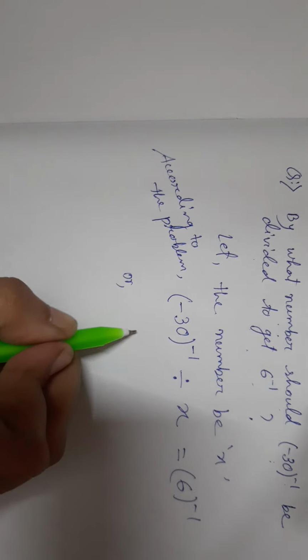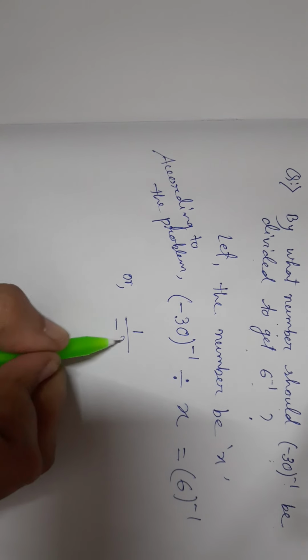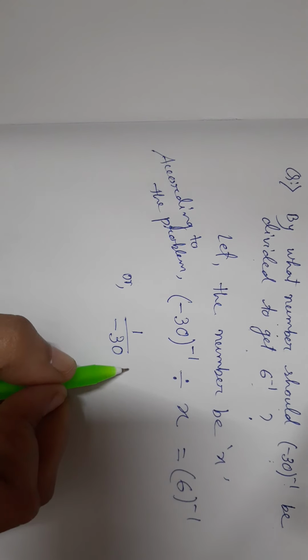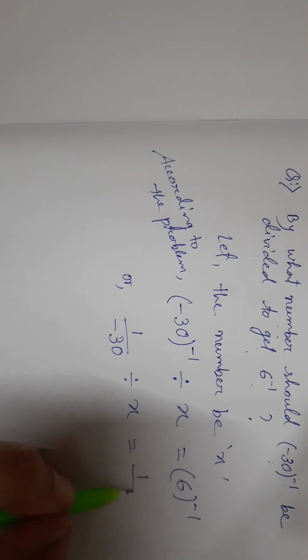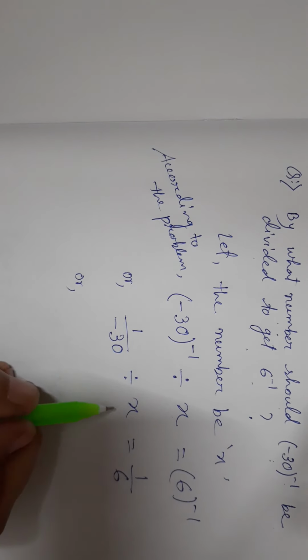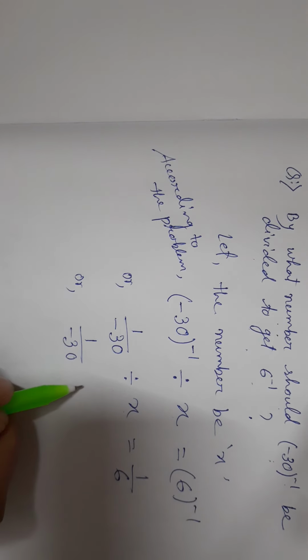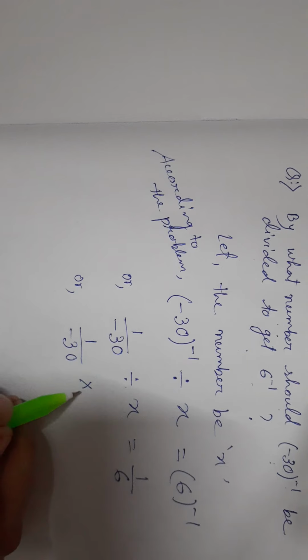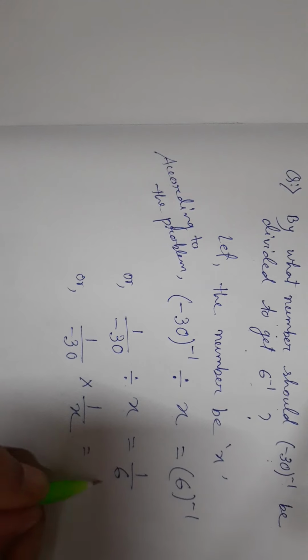So now, similarly, -30 is there, so 1 by -30, then divided by x. Let me do one more step. 6 raised to the power -1 means 1 by 6. So this, divided by x, we can write as minus 1 by 30. Then this division sign is present, so when we make this division into multiplication, we have to use the reciprocal of x. This equals 1 by 6.